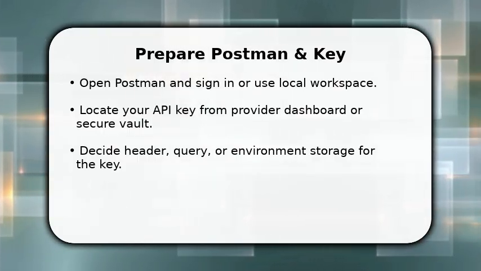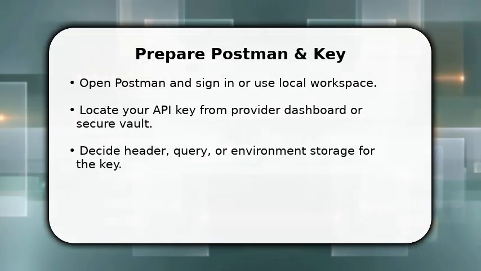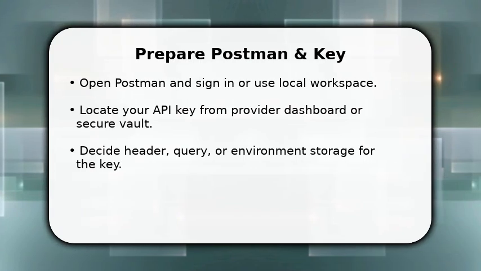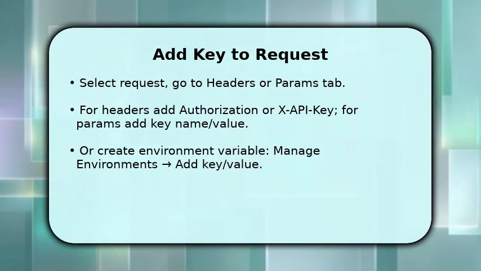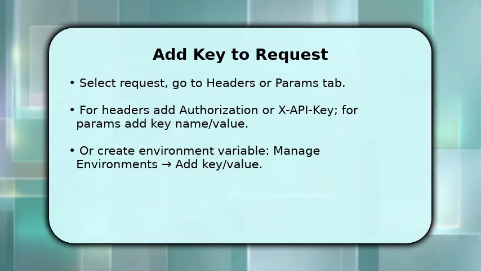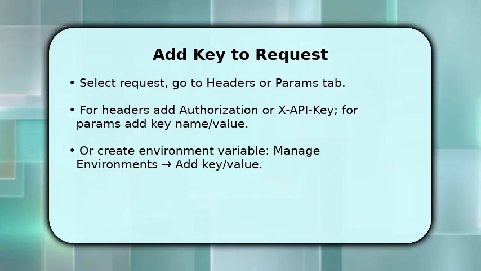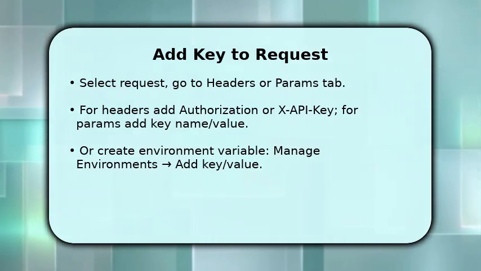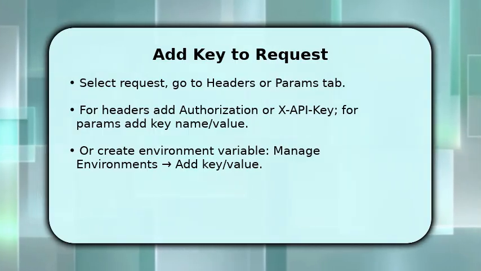Now, create or select an environment if you plan to reuse the key, and keep the value visible only to you while you proceed. You now add the key to a request. Select the Request tab and open headers or params depending on your earlier choice. If using headers, add authorization or X-API-Key as the key name and paste the token as the value. If query parameters, add the provider's key name and its value.